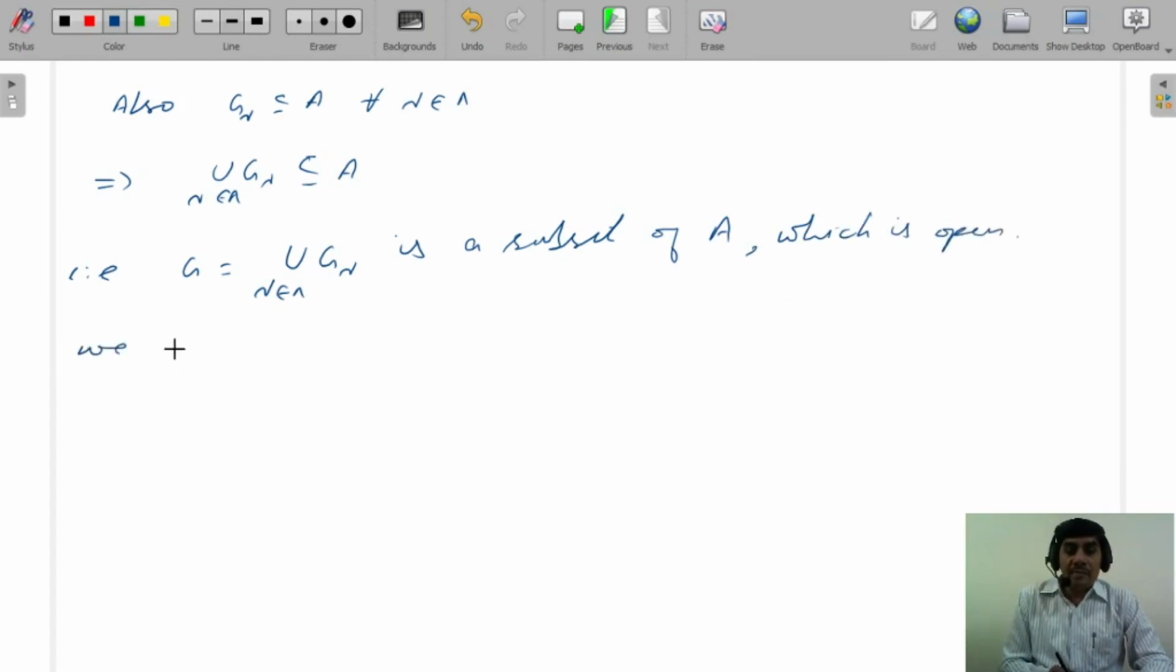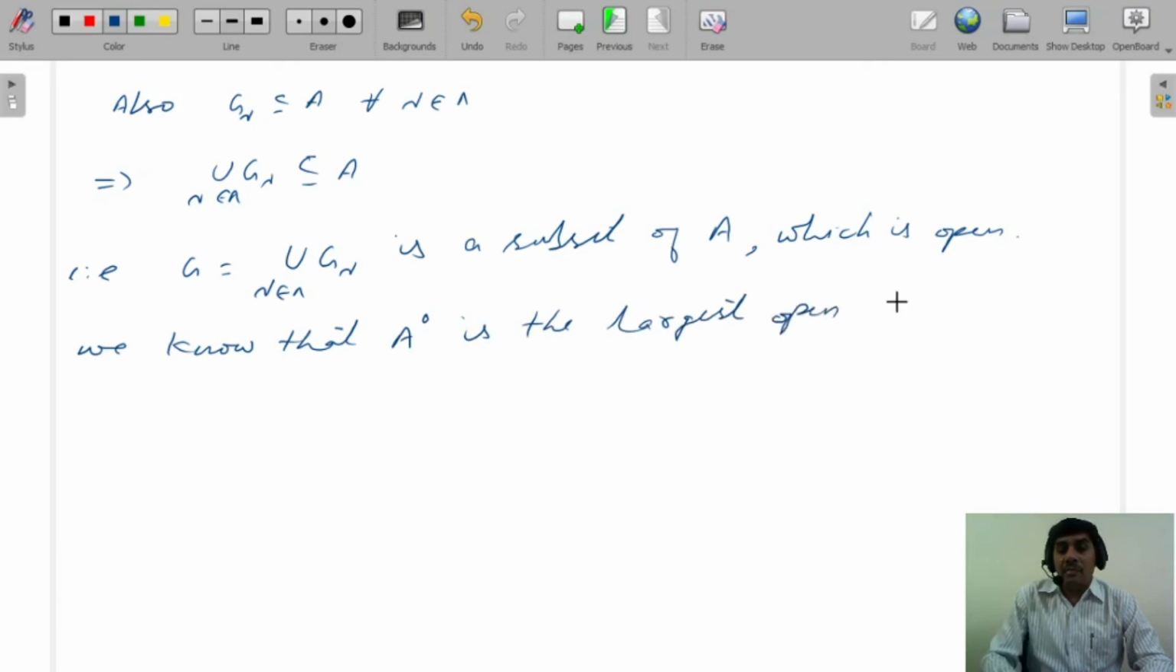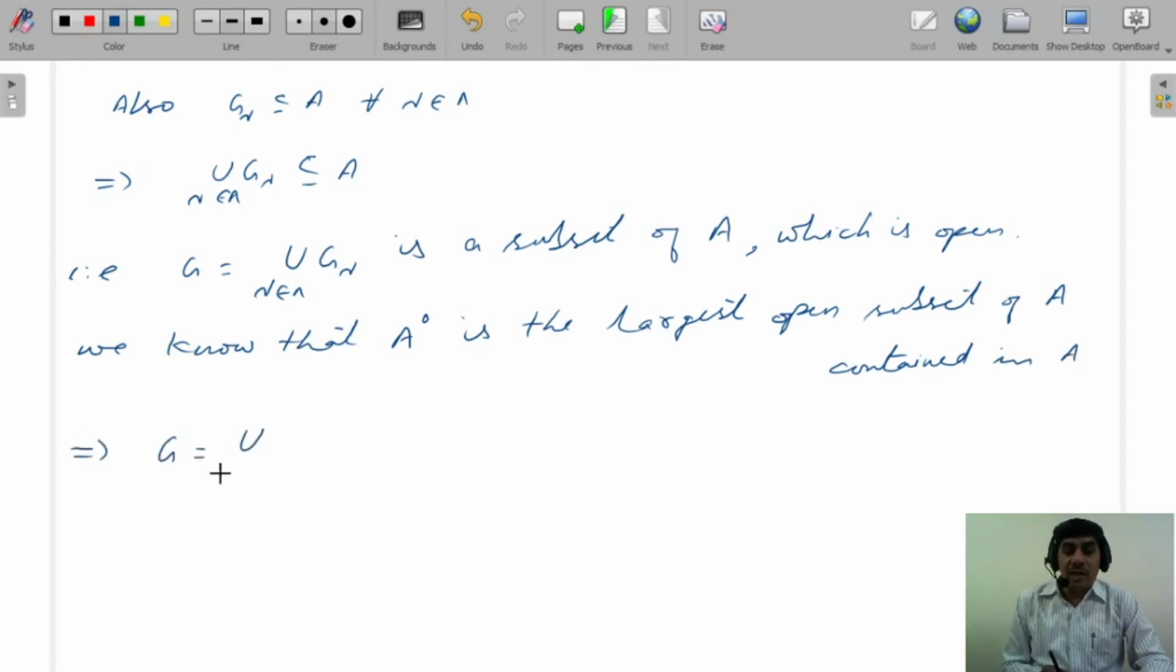We know that A interior is the largest open subset of A contained in A. This implies G, equal to the union of G_lambda, is contained in A interior. Put it equation number 1.